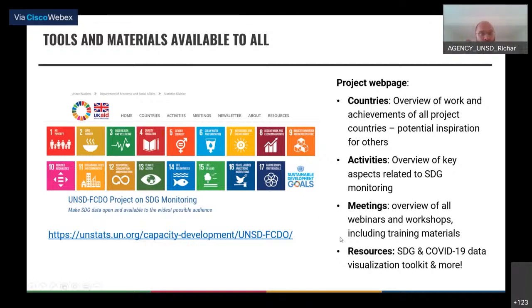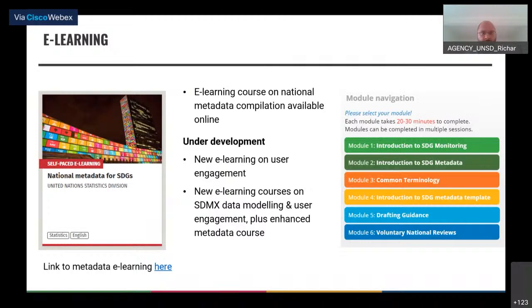So next slide, please. So just to focus in quickly on a couple of areas, the first being e-learning. As I've mentioned, we've developed a lot of training materials for the project. First for delivering face-to-face workshops, but more recently for remote online trainings. We're now working to try and translate these as much as possible into e-learning courses. One course is already available, e-learning on national metadata compilation, which you can find both from the project website and also from the UN SDG Learn platform.